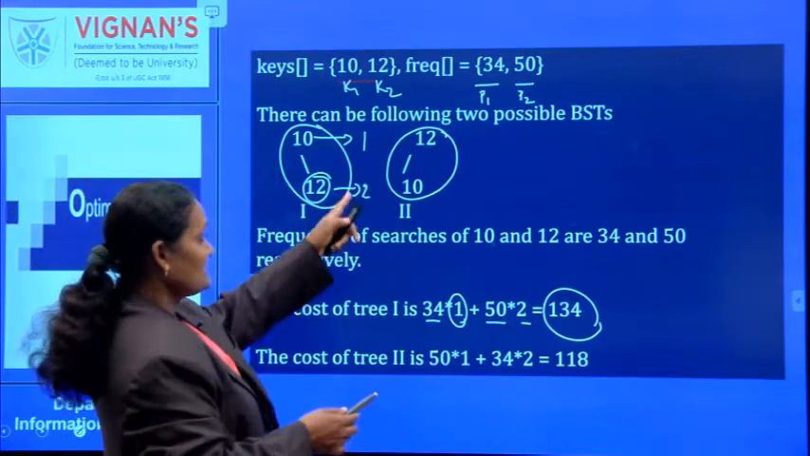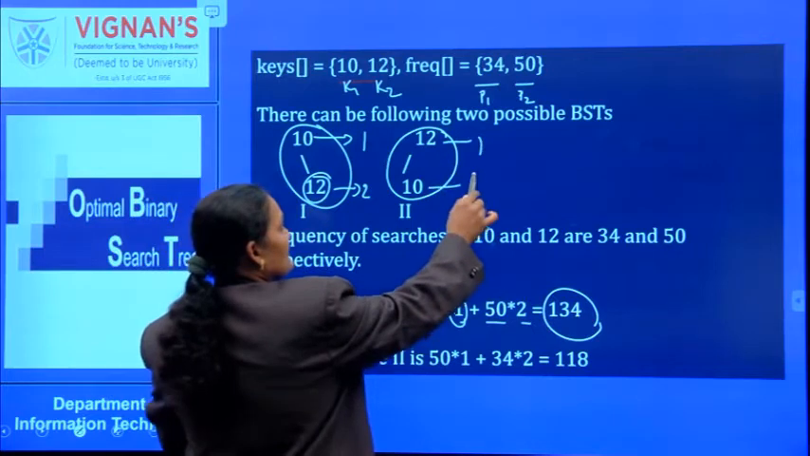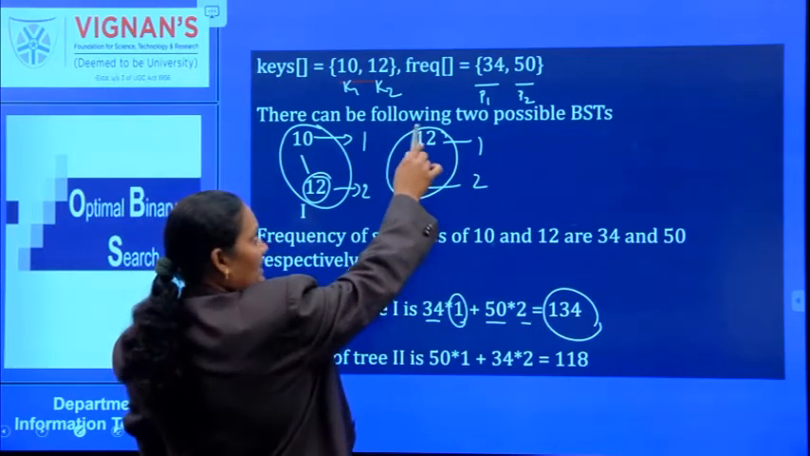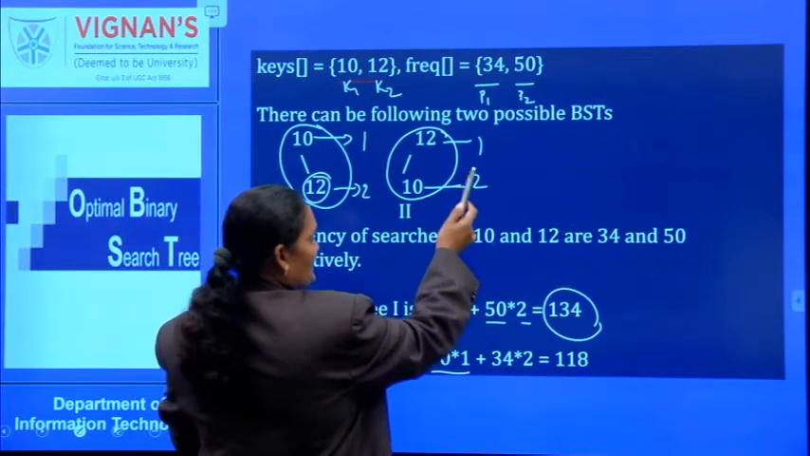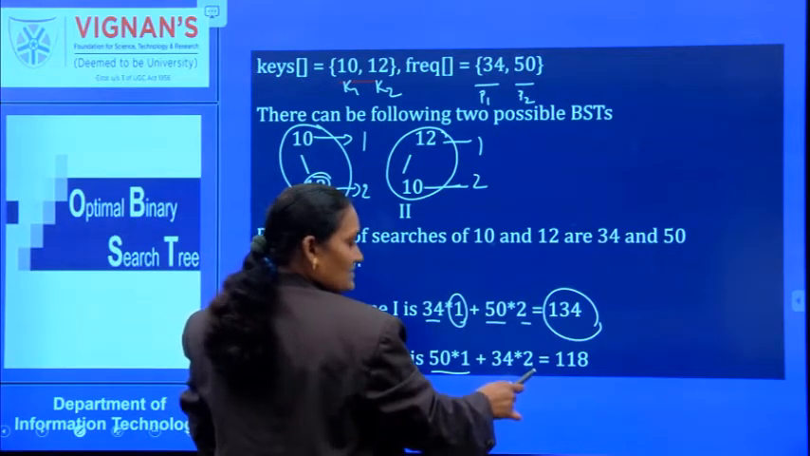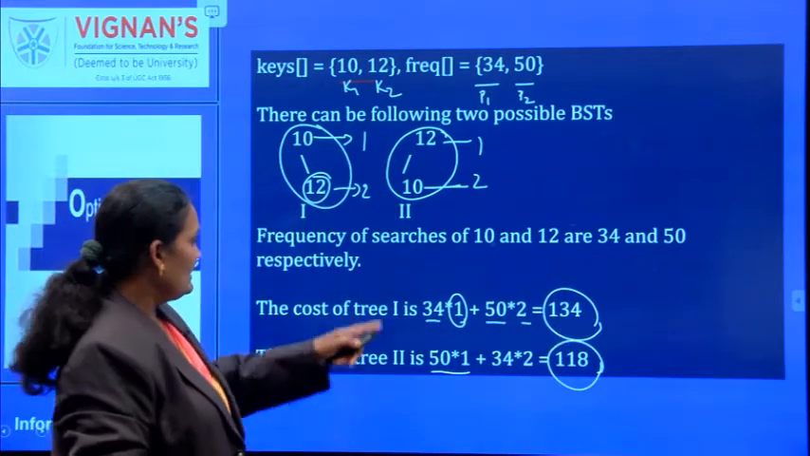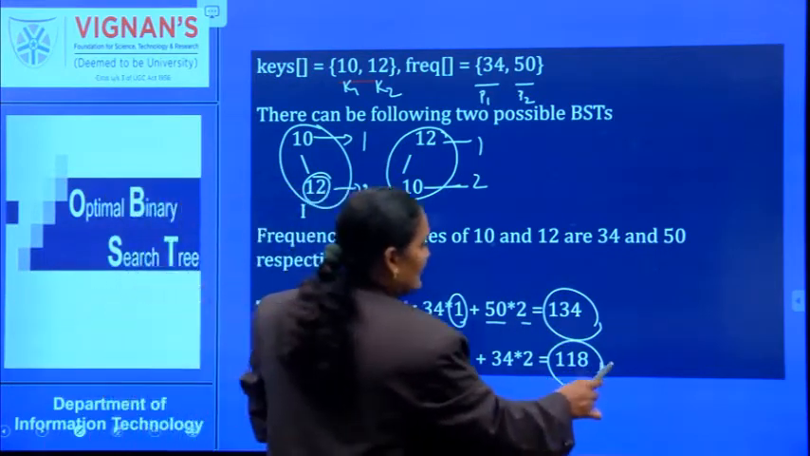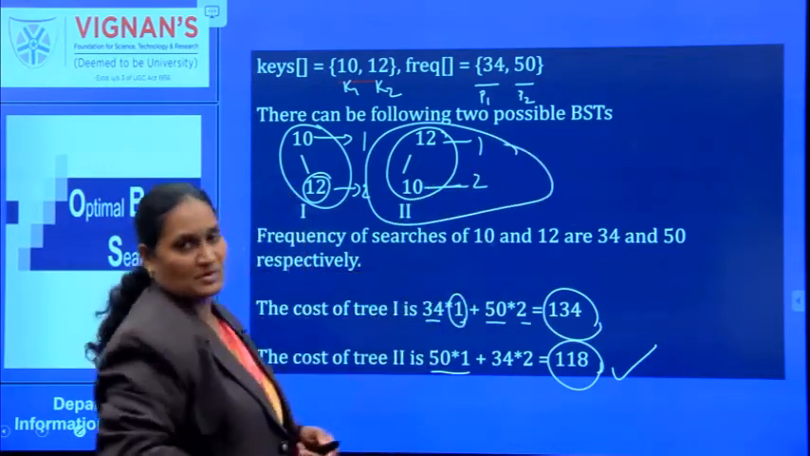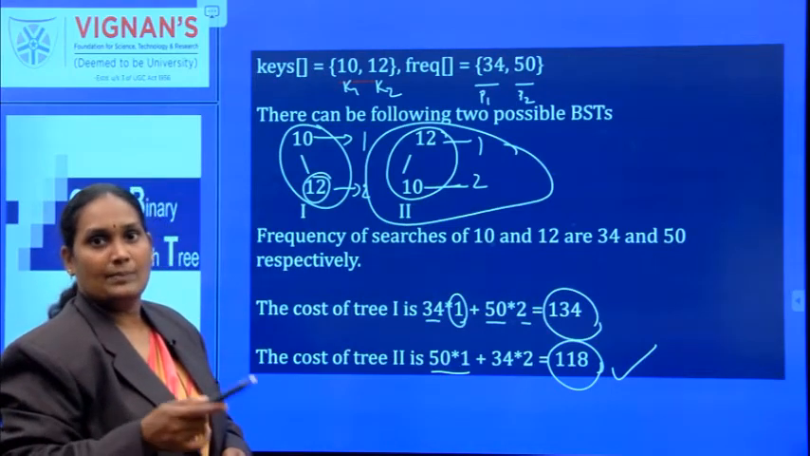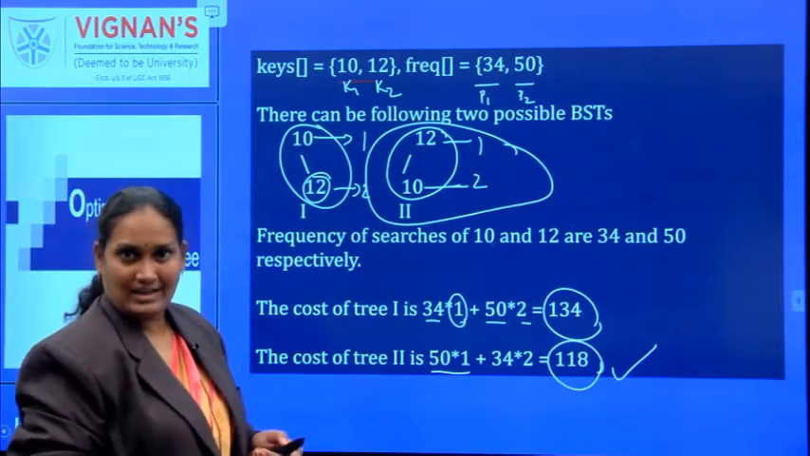In the same way, for the second tree, 12 is present in level 1, 10 is present in level 2. What is the probability of 12? 50. 50 into its level, that is 1. What is the probability of 10? 34. 34 into its level, which is nothing but 2, giving a total of 118. Now, out of these two, since 118 is smaller, this tree gives the optimal searching time, and this is the optimal binary search tree for that small example.